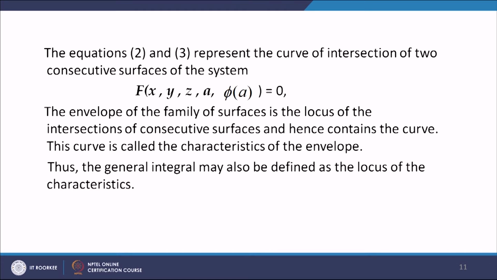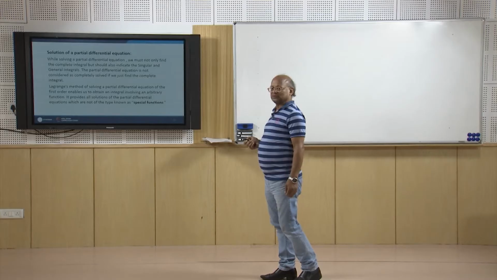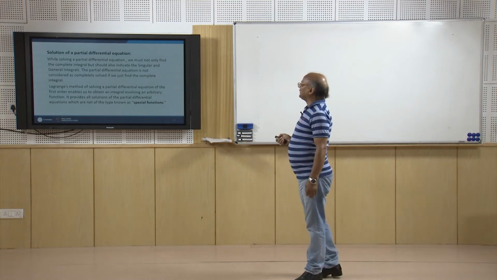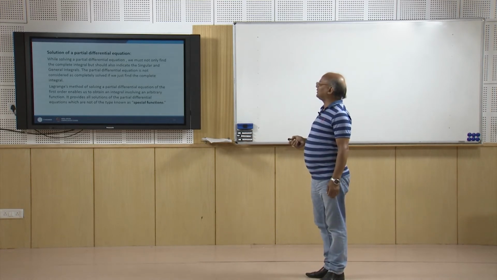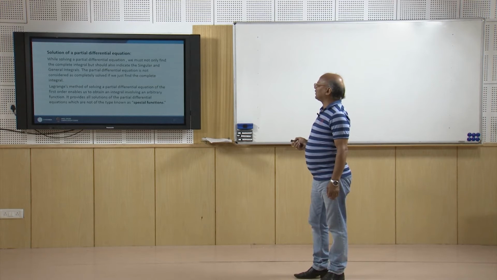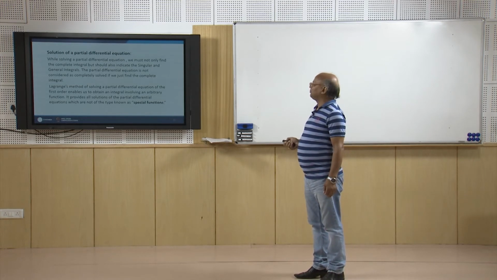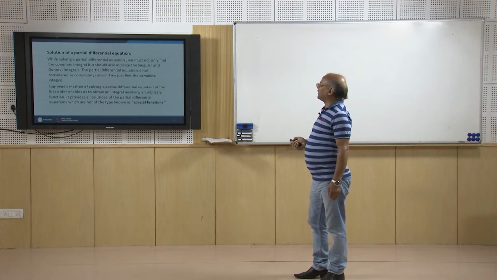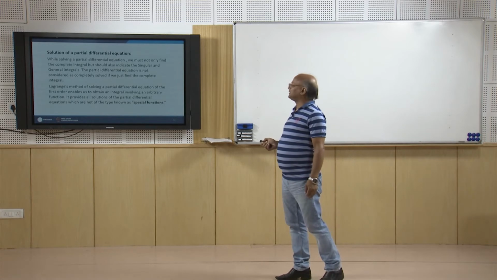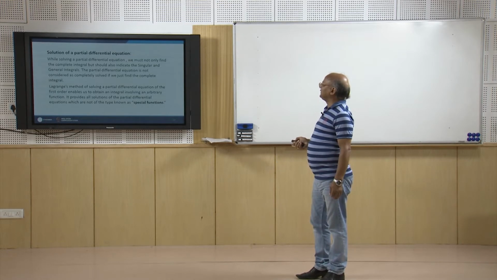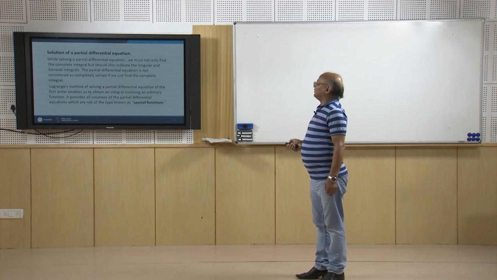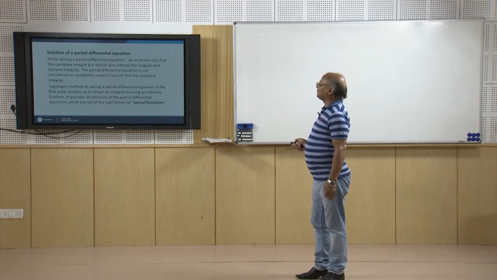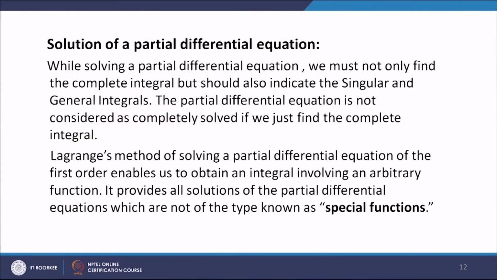Now, let us see how we find the solution of a partial differential equation. While solving a partial differential equation, we must not only find the complete integral, but should also indicate the singular and particular general integrals. The partial differential equation is not said to be completely solved if we just find the complete integral. We shall now discuss how to solve a partial differential equation of first order and first degree.